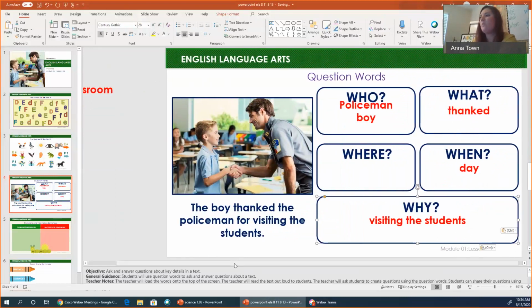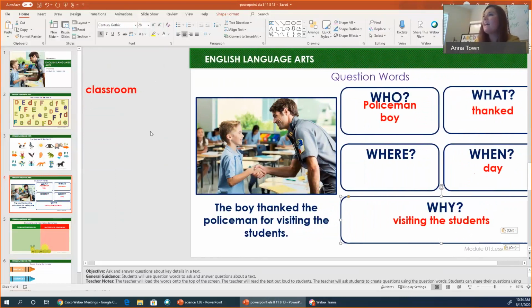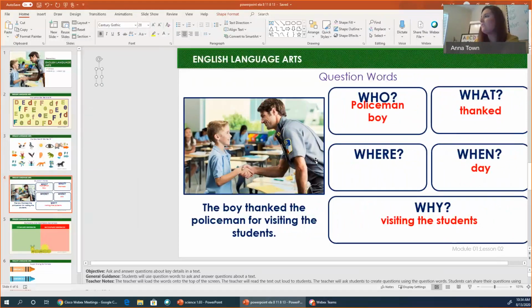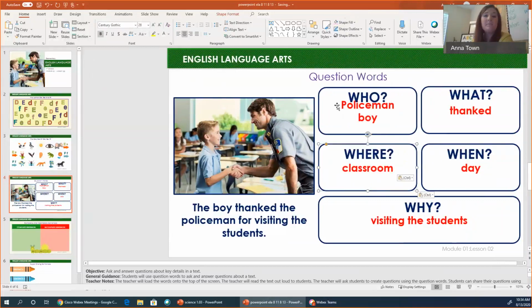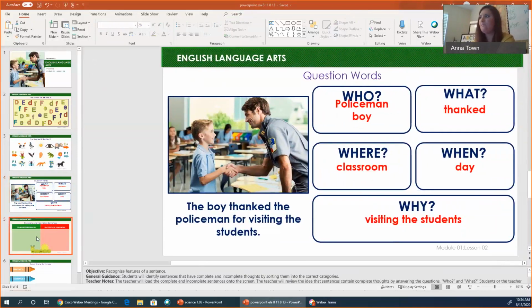Now, lastly, where? Where did this story take place? The supermarket, the bus, the bedroom, the classroom? Where was it? Classroom. Good job. So by answering these questions, we can retell the story. There was a policeman and a boy. The boy thanked the policeman because he visited the students during the daytime in their classroom. That is important to remember.